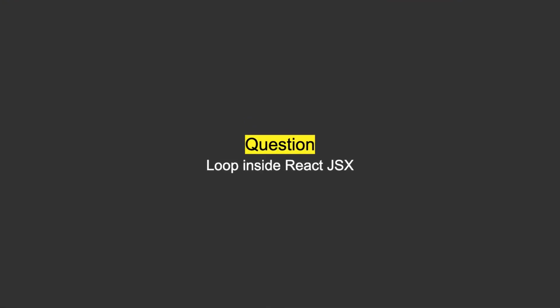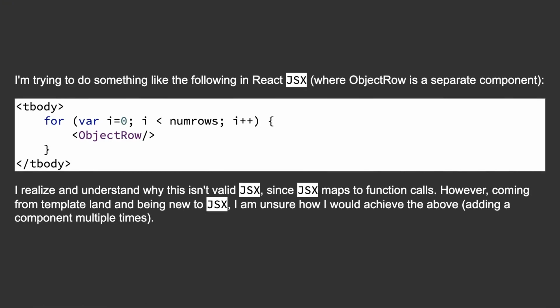Loop inside React JSX. I'm trying to do something like the following in React JSX, where object row is a separate component. I realize and understand why this isn't valid JSX, since JSX maps to function calls. However, coming from template land and being new to JSX, I am unsure how I would achieve the above, adding a component multiple times.